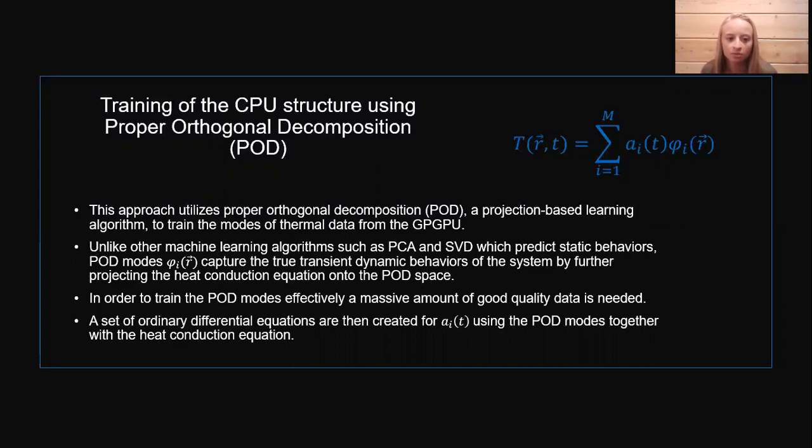In order to train the POD modes effectively, a massive amount of good quality data is needed. A set of ordinary differential equations are then created, as seen in this equation, using the POD modes together with the heat conduction equation.